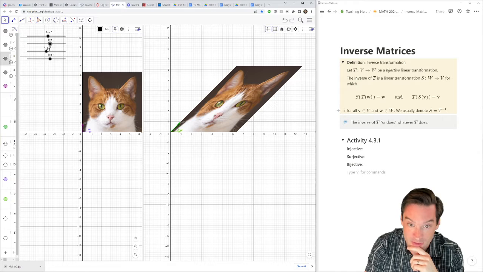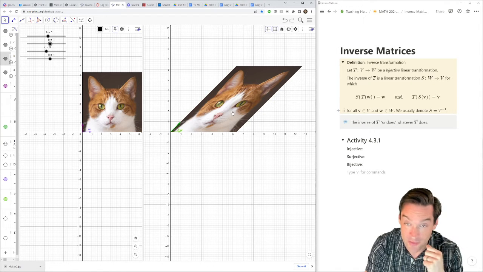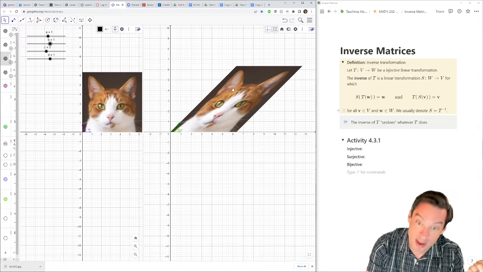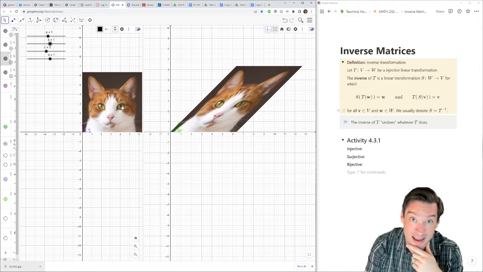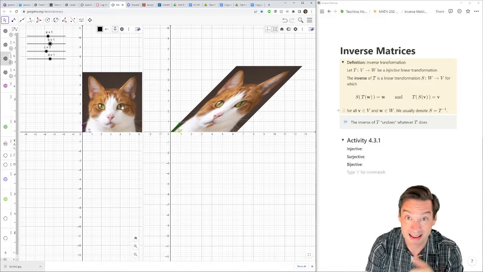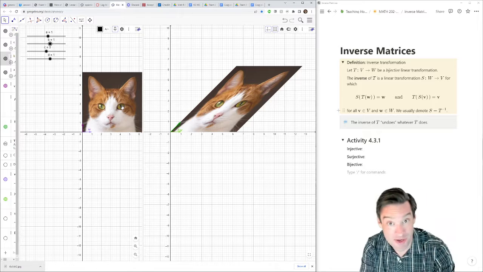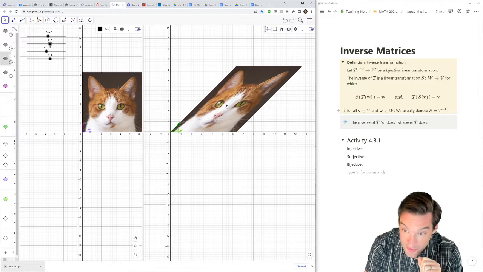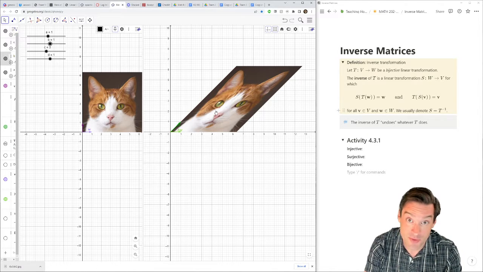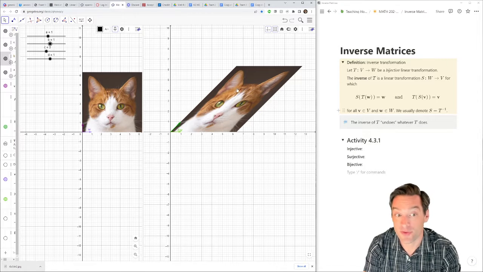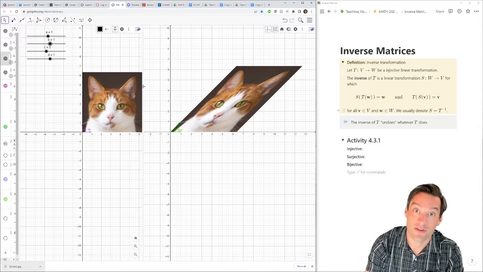here's an example of a linear transformation. Let's say it's this one, where any point that I pick in the domain is going to have a unique point in the codomain. Well, that's obvious because we have a function. But also, any point that I choose in the codomain is going to come from a unique point back in the domain. And that is what makes this a one-to-one and onto, in other words, an injective and surjective, in other words, a bijective linear transformation. So this is an example of a bijective linear transformation. Every point over here corresponds with exactly one point over here, and vice versa.